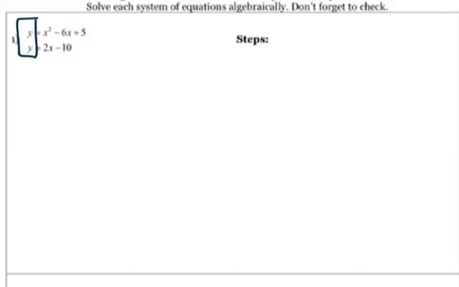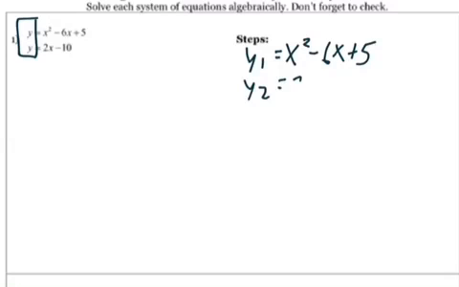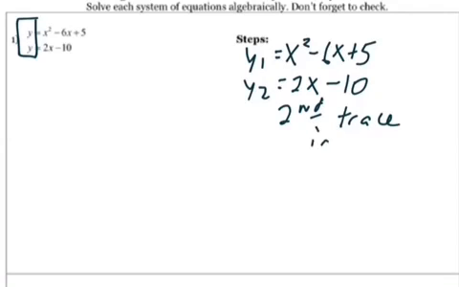So on your calculator, you will be typing in y1 equals x squared minus 6x plus 5. y2 is equal to 2x minus 10. Second trace intersect to get your solutions. Once you get the solutions, you will take and write them down on your paper first. Pause the video and get your solutions now.